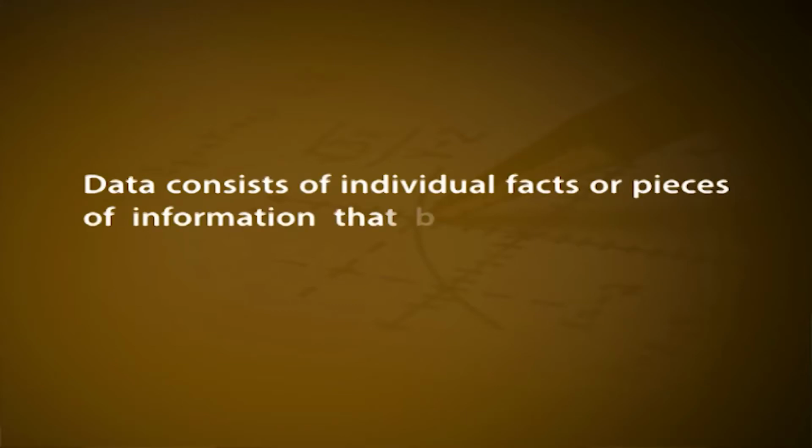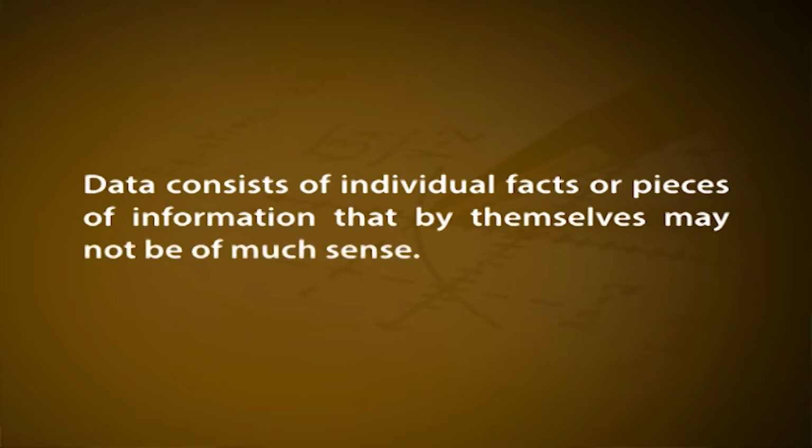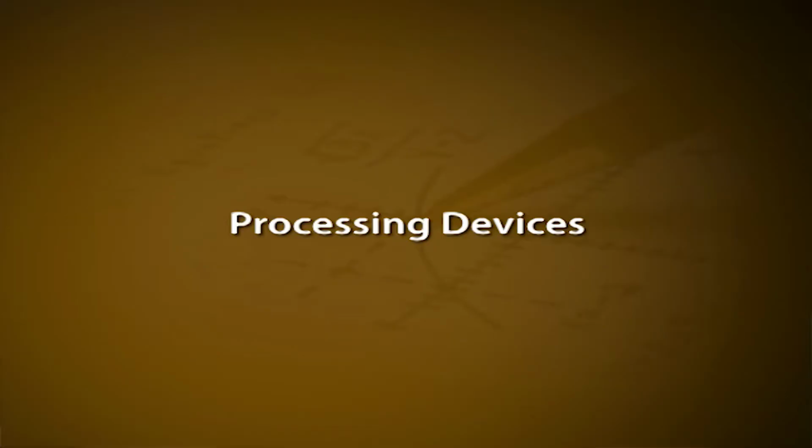Data consists of individual facts or pieces of information that by themselves may not be of much sense. The computer processes these data in different ways and converts them into useful information. Like any other machine, a computer is a collection of parts and they are categorized according to the kinds of work they do. During information processing, the computer processing components perform actions on the data based on the instructions from user or from program.